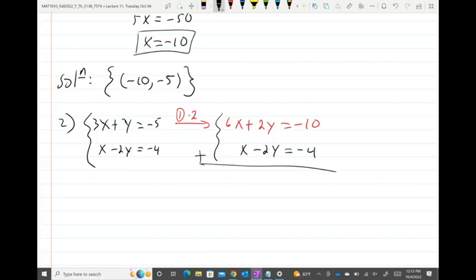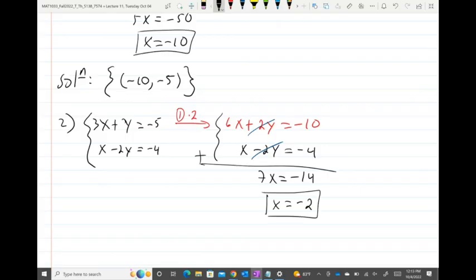When you add the 2 equations, this cancels, so we get 7x equals -14. Yes? Let's combine. And then what is x? -2. I have to divide by 7. 14 divided by 7 is 2, right? So we get -2. So we have our x.